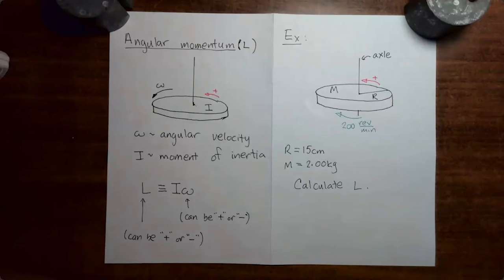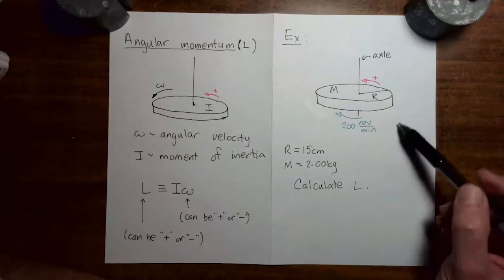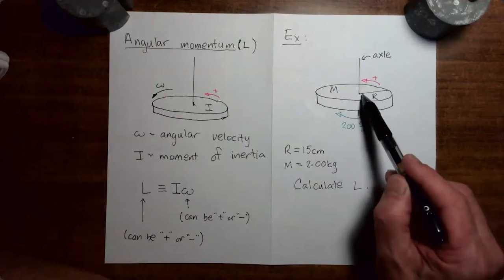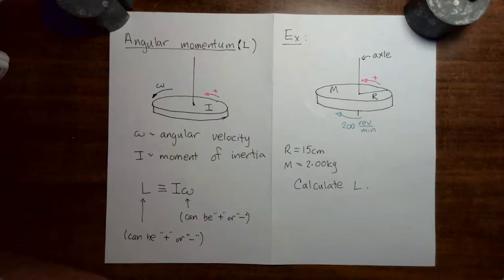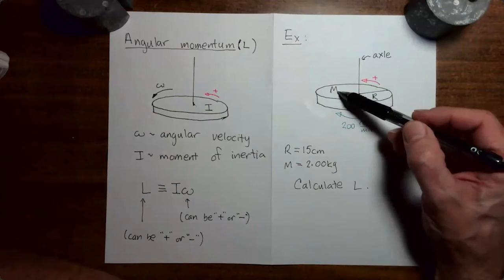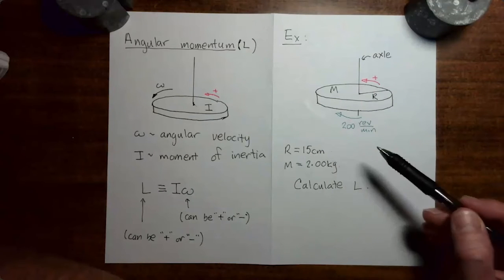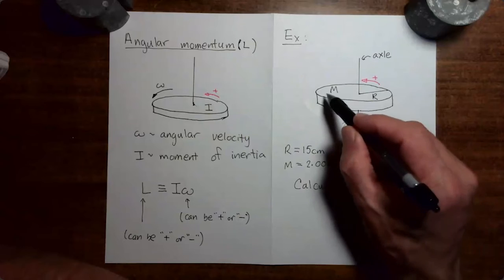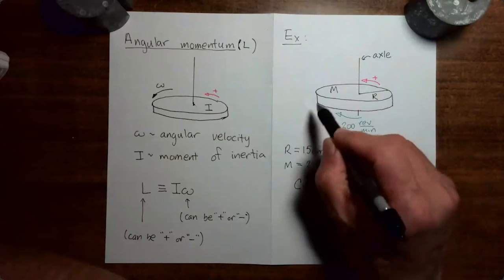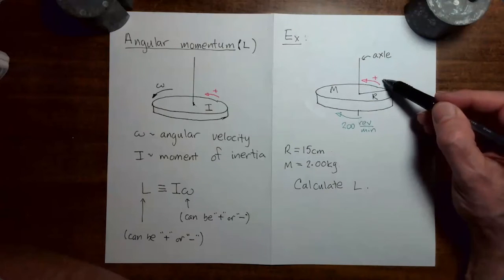To illustrate the formula for angular momentum, we're going to do a quick example problem where we calculate the angular momentum of a cylinder which is rotating around an axle which passes through the symmetry axis of the cylinder. I've given the mass of the cylinder as 2 kilograms and the radius as 15 centimeters. And notice that the cylinder is rotating at 200 revolutions per minute in a clockwise sense, even though I have defined counterclockwise to be the positive direction for rotation.